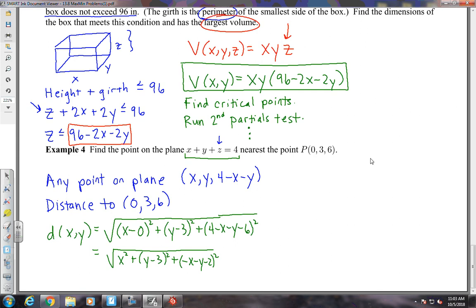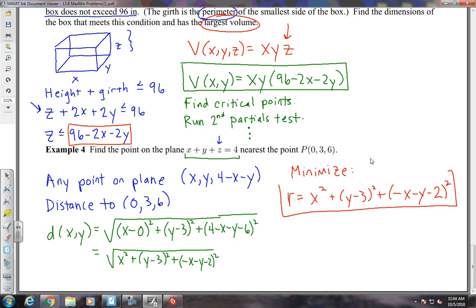Do observe we are dealing with another radical function. So if I run the second partials test in this particular format, it's going to be pretty complicated with the derivatives. So this will also be equivalent to minimizing the radicand. We'll call it r equal to x squared plus y minus 3 squared plus that third term. Okay, if I can minimize this function, I'll find the point on the plane nearest the given point.